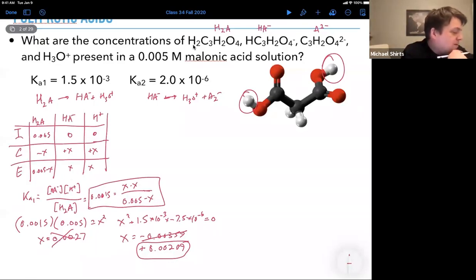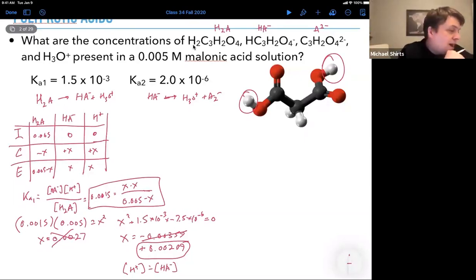It would be 0.005 minus x. The concentration of HA minus and H plus would be x. Okay, so that's the concentration. That's x, which is the same thing as the concentration of H plus and the concentration of HA minus. Okay, so now we've gotten to this point.